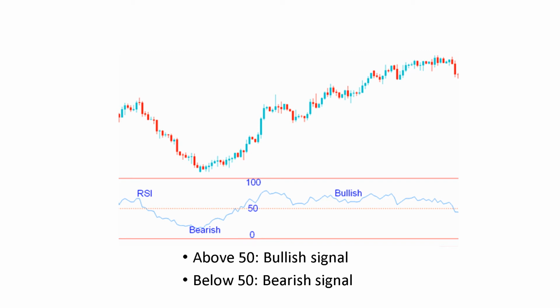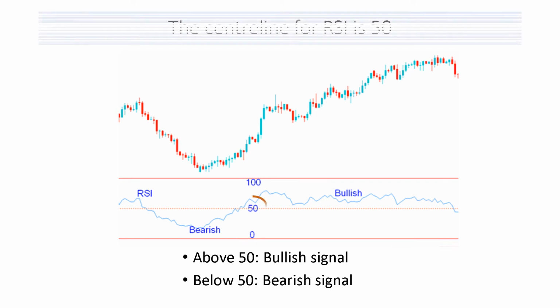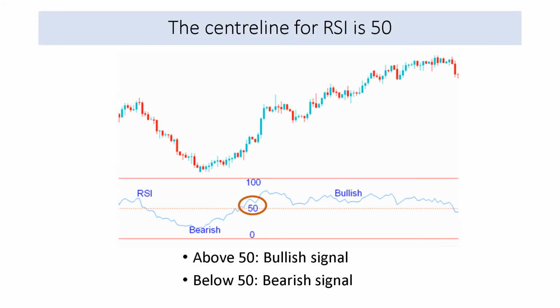The central line of RSI is 50. When the RSI is above 50, the underlying trend in prices is usually upward. Conversely, when the RSI is below 50, the underlying trend in prices is downward. Some traders cling to above 50 to confirm bullish signals and below 50 to confirm bearish signals.